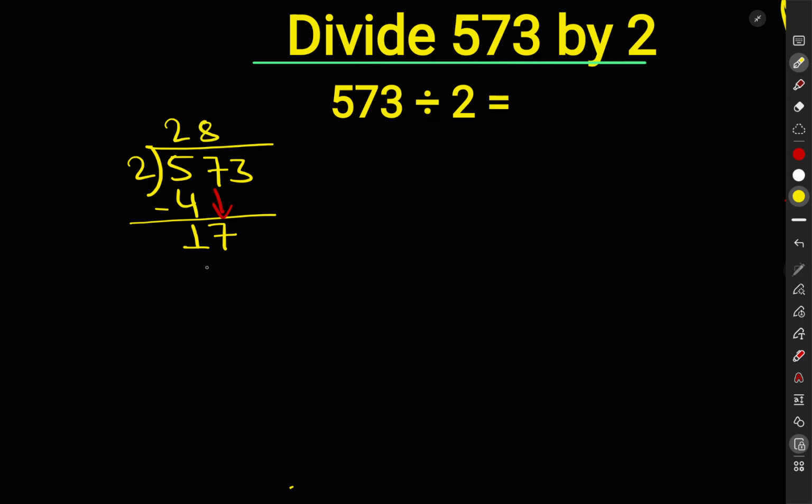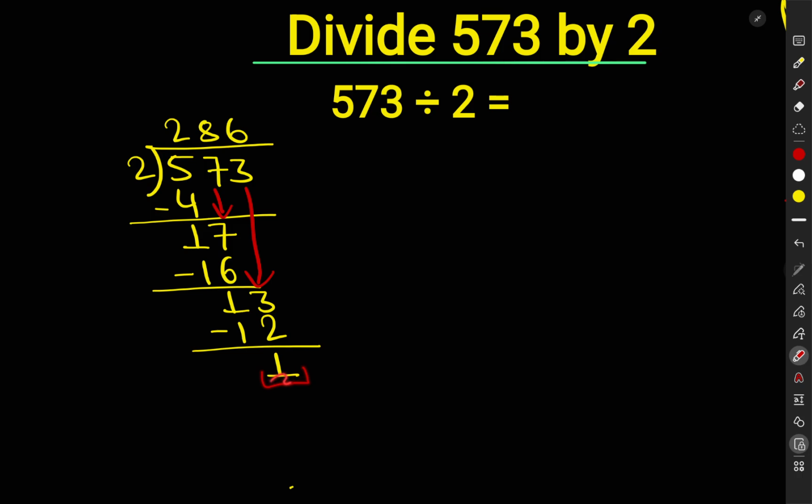2 times 8 is 16. On subtracting, we get 1. So again we put down this 3 and it is 13. 2 times 6 is 12. On subtracting, we get 1.